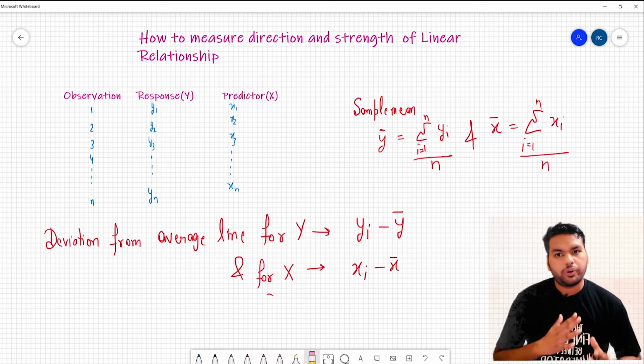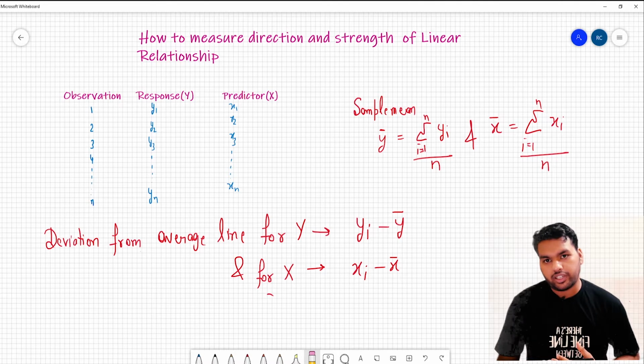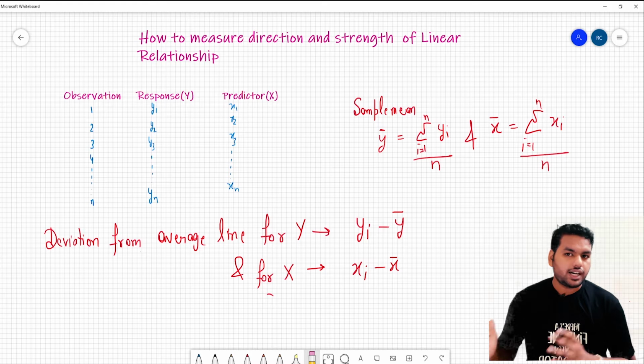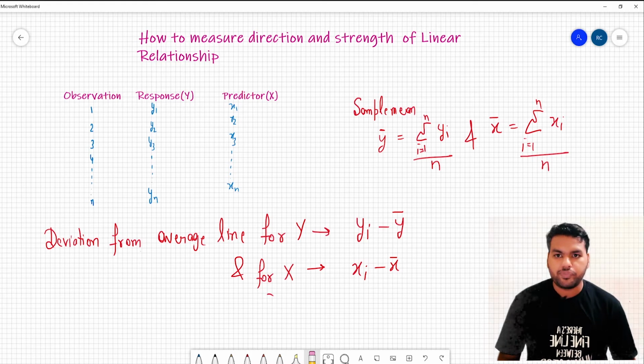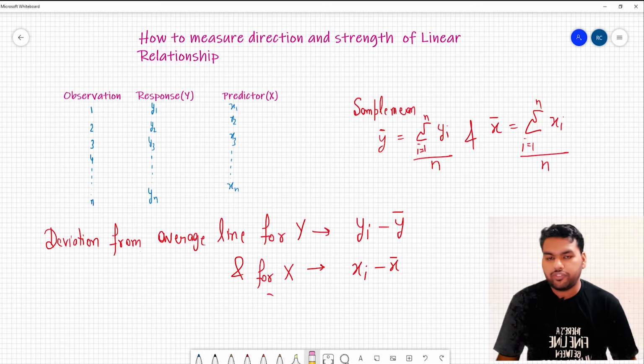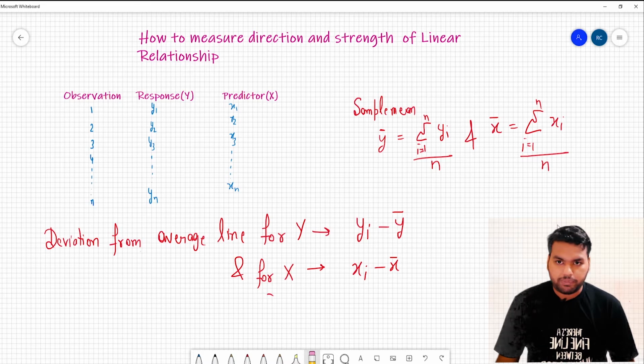It is much more important in the context of a linear regression to know how both the random variables are varying with each other. So let us suppose we have n observations, we have the response and we have the predictor. We can calculate their sample means, as y bar is summation of yi divided by n and x bar is summation of xi divided by n.